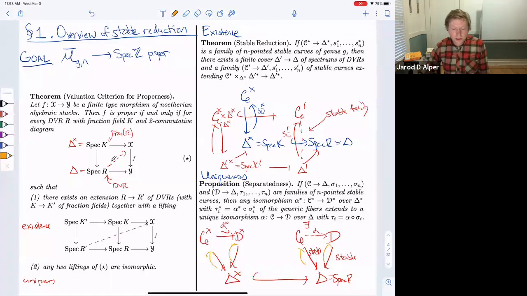And maybe before giving an outline of the strategy, let me just give a few first examples of how this works in practice.